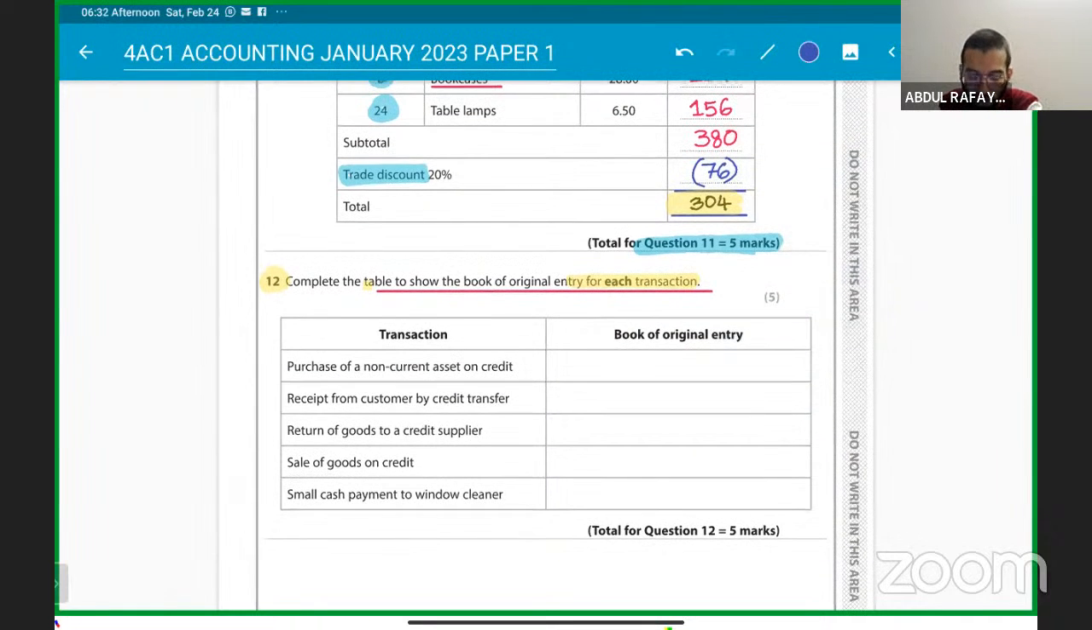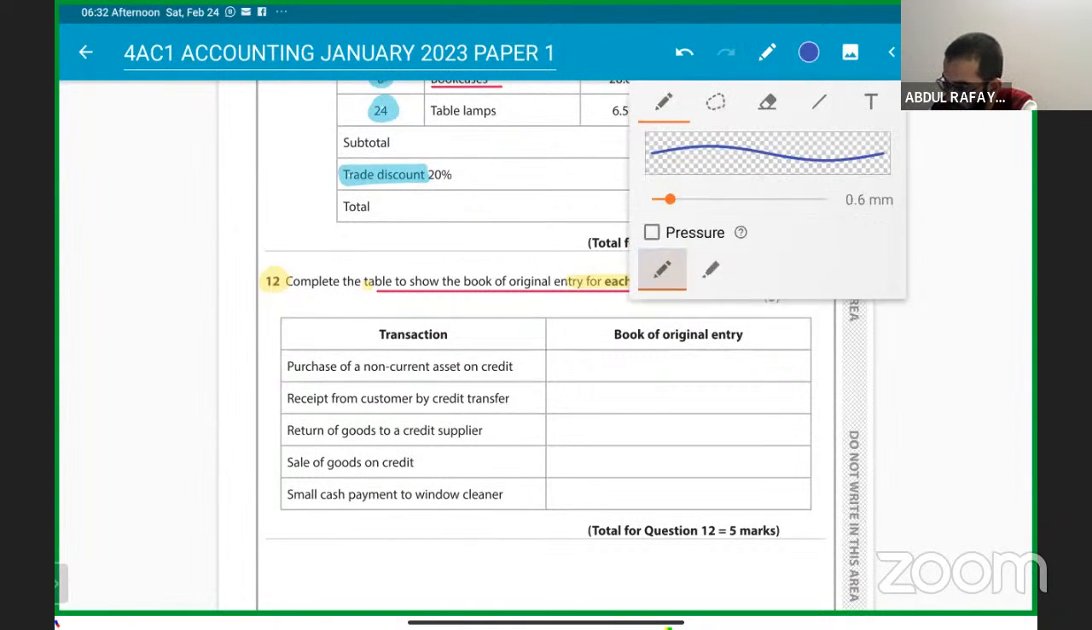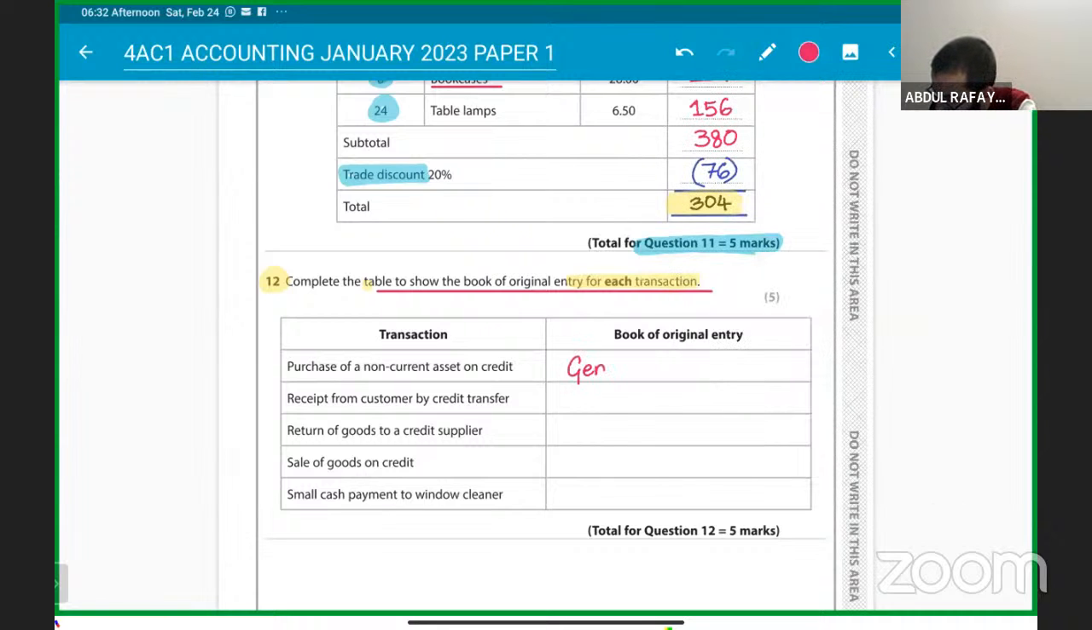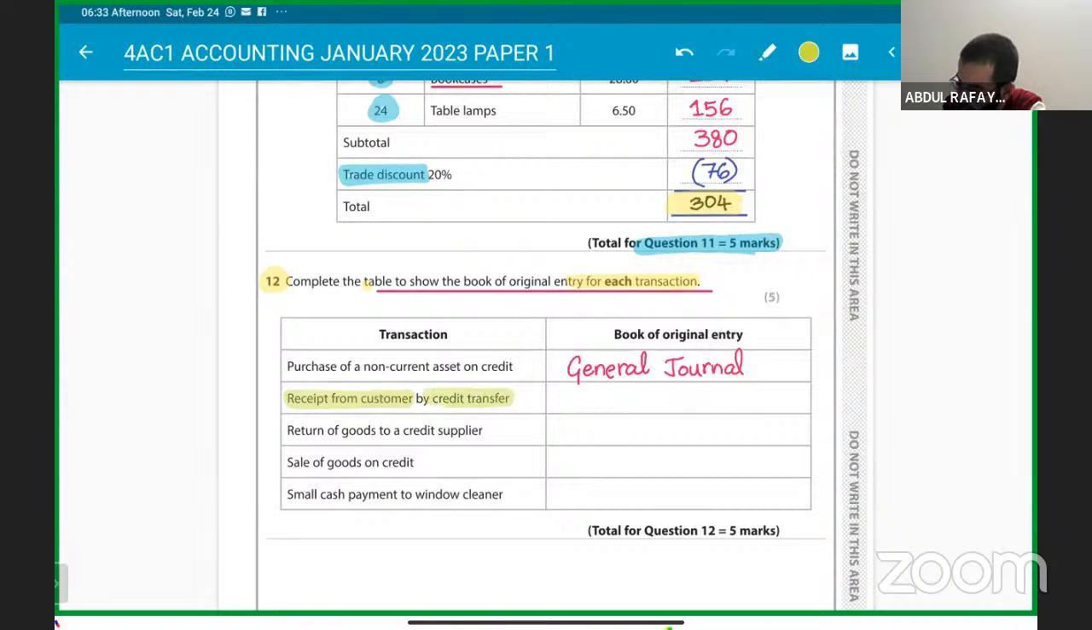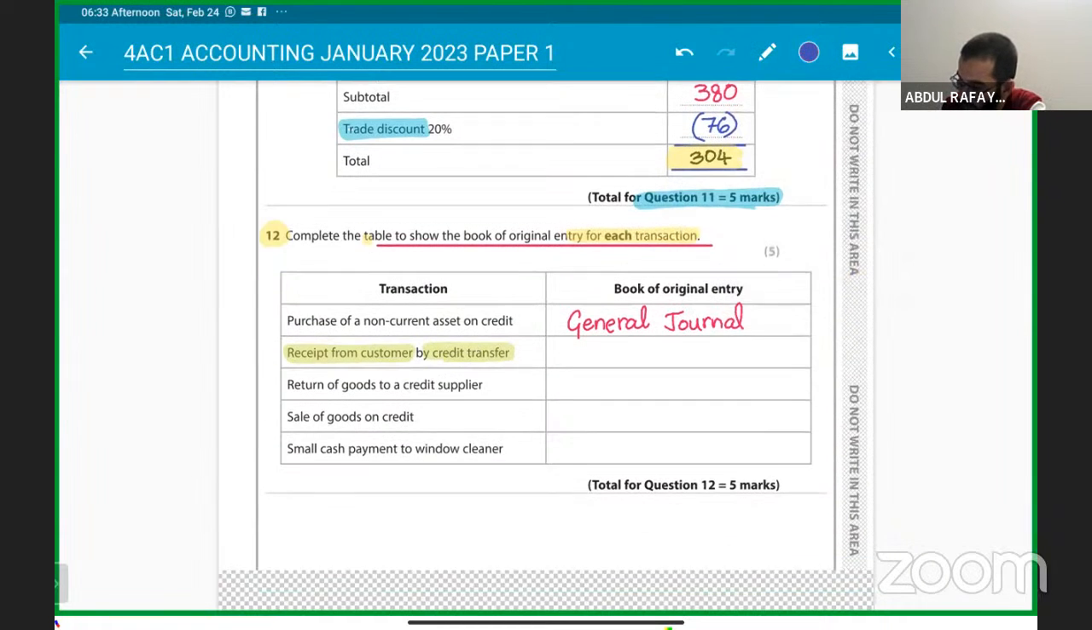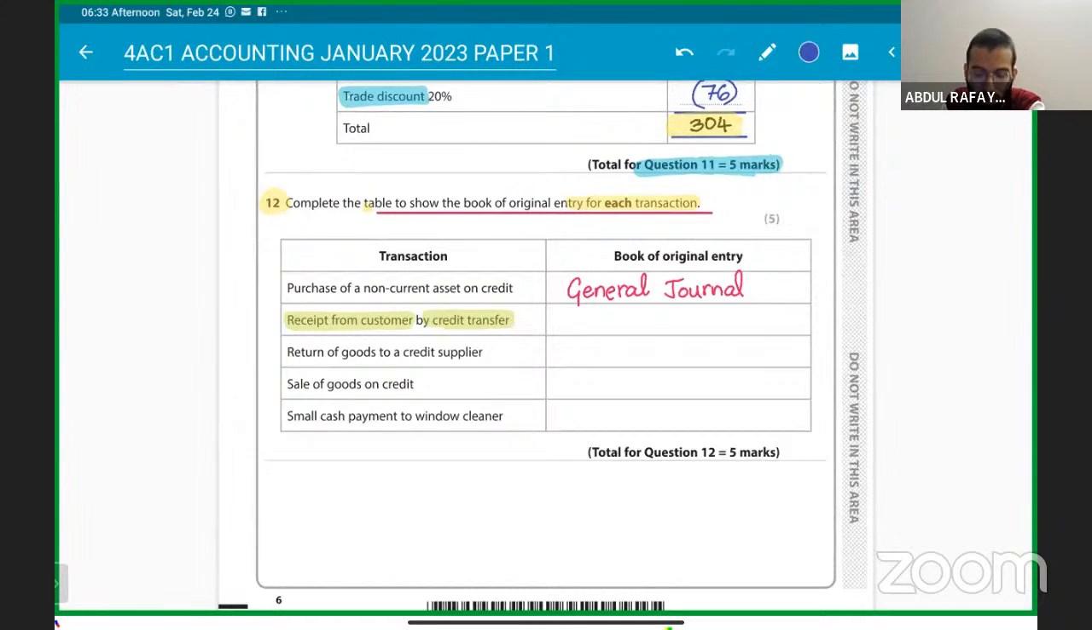If you are purchasing a non-current asset on credit, it will be coming in the journal. Okay, getting it? This will be coming in the general journal. You can write the word journal as well, or you can write down the general journal, but better to write both. Then you have got a receipt. Which book of prime entry will it be? So always remember there are six books of prime entry: purchase journal, purchase return journal, which we can call return outwards journal, return inwards journal, sales return journal, cash book, and journal. So these are the types of books of prime entry that we can be tested on.